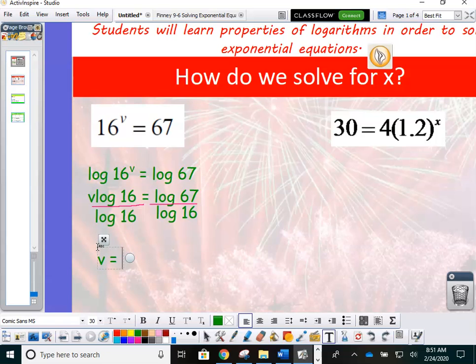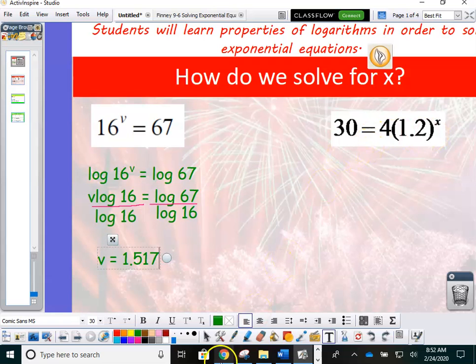And we just typed that in our calculator, making sure to close the parentheses on the 67. So we had the log of 67, close the parentheses, divided by the log of 16. And I got 1.5165, so 1.517.